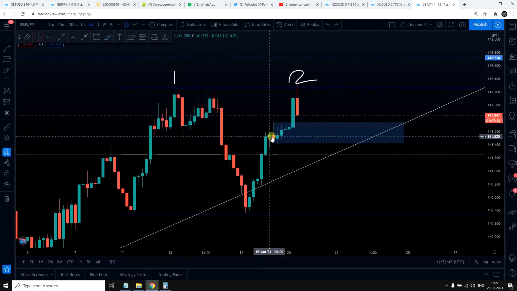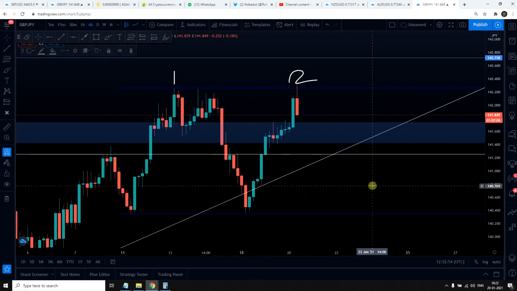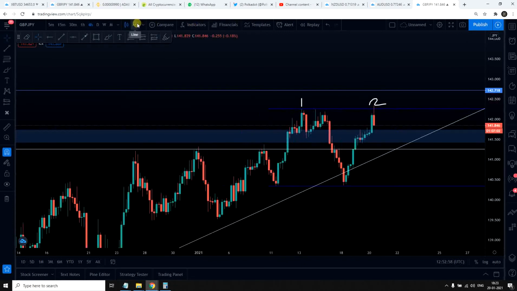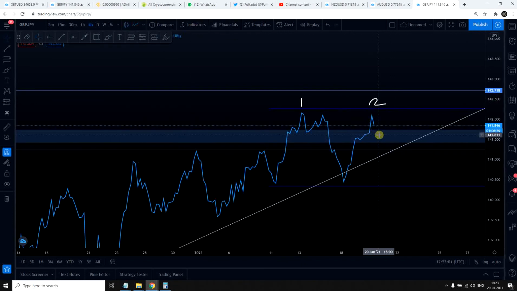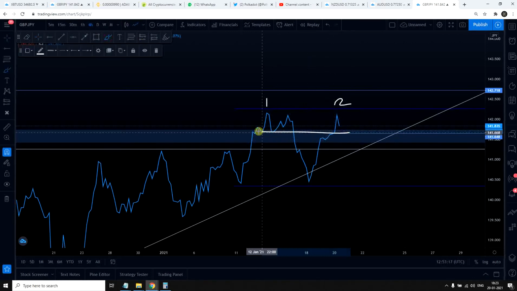Next, we got our entry point area. Just double click on it, extend left and right. That's it. Now convert this into line chart and find for the maximum number of closes. At this level, I can see that maximum number of closes are there. That means we just have to finalize our sniper entry point. You can see this, there are maximum number of closes at this level.